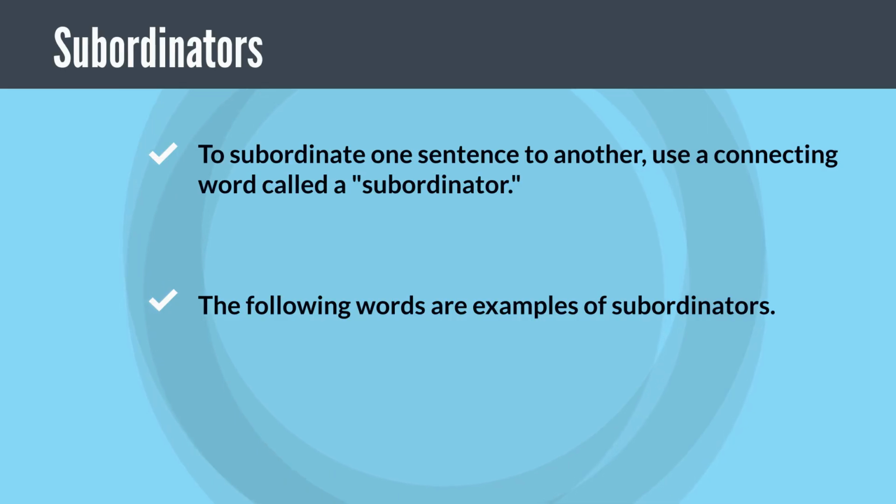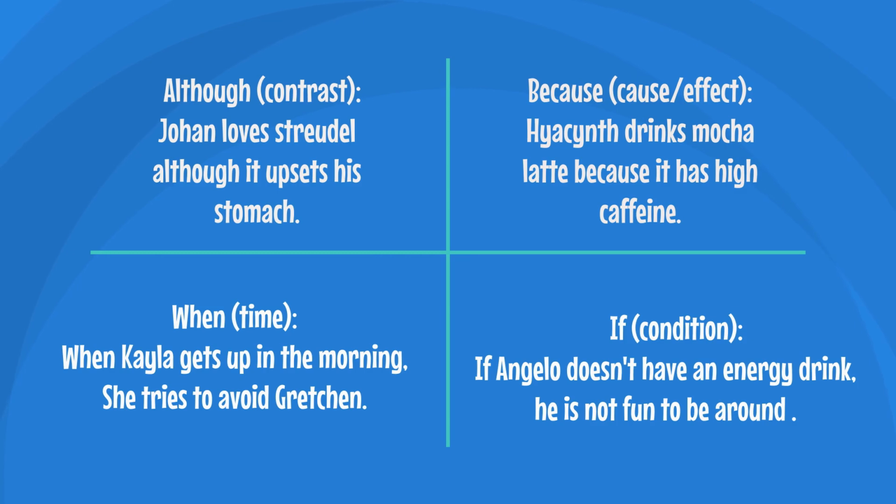To subordinate one sentence to another, use a connecting word called a subordinator. The following words are examples of subordinators. Although, contrast: Johann loves strudel although it upsets his stomach. Because, cause/effect: Hyacinth drinks mocha latte because it has high caffeine. When: Kayla gets up in the morning, she tries to avoid Gretchen. If, condition: if Angelo doesn't have an energy drink, he is not fun to be around.